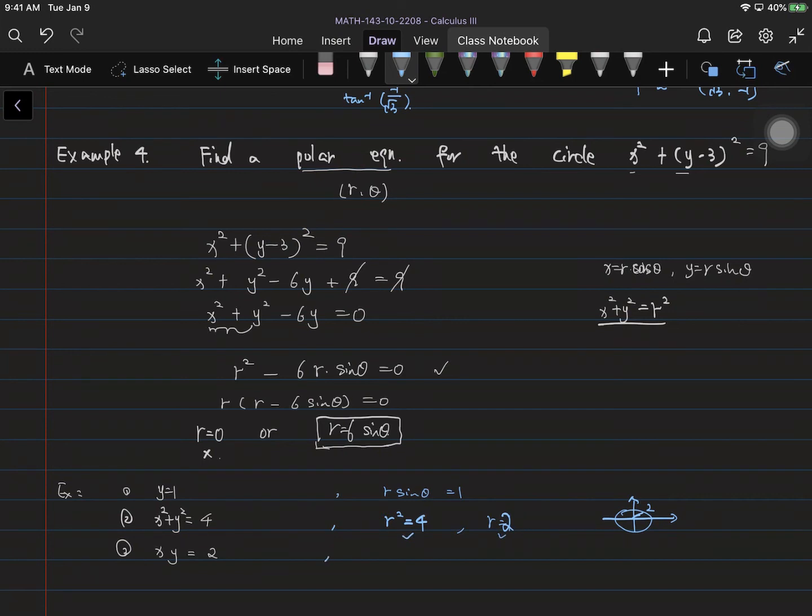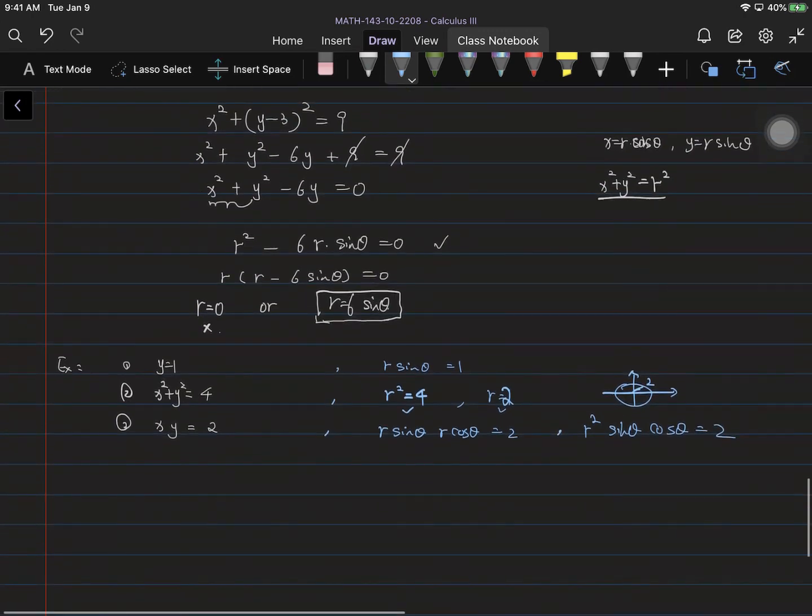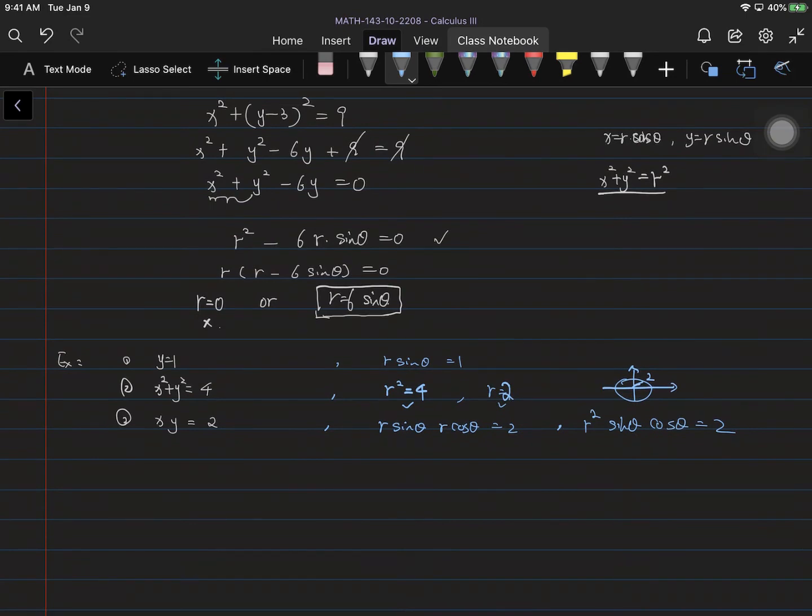Number 3, x times y equals 2. So r sine theta times r cosine theta equals 2. After simplifying, r squared sine theta cosine theta equals 2. Okay, they are all polar equations for the given Cartesian equations.